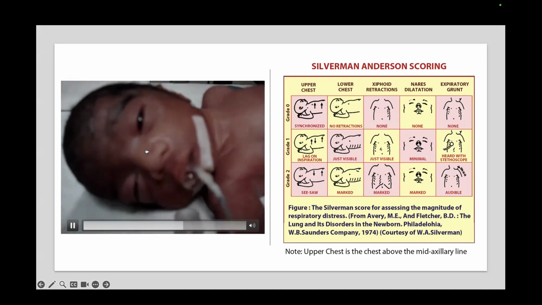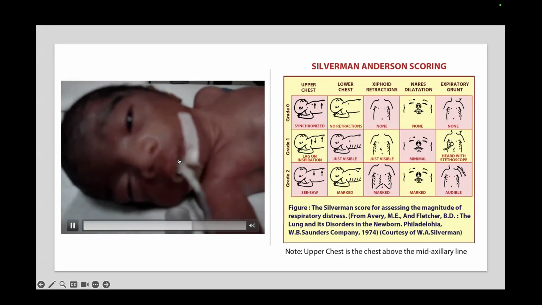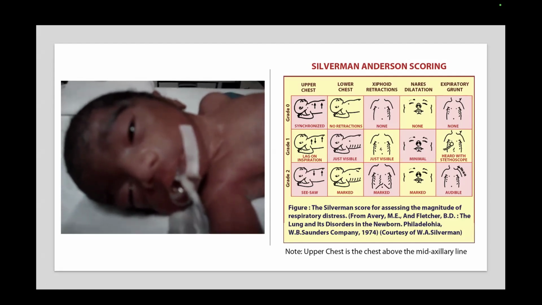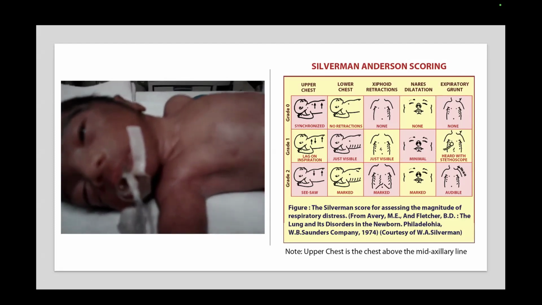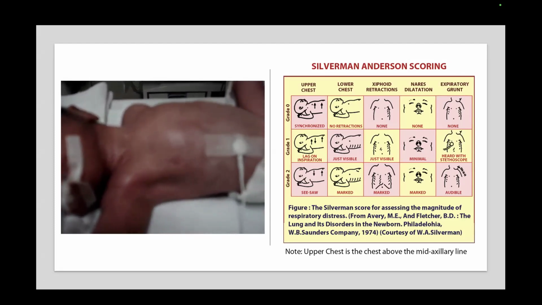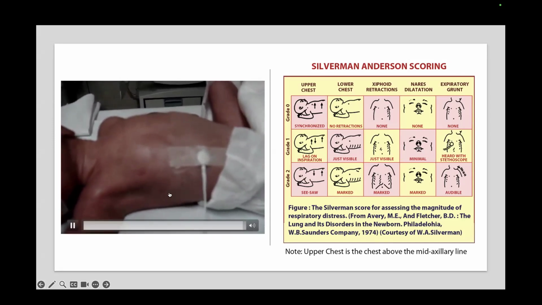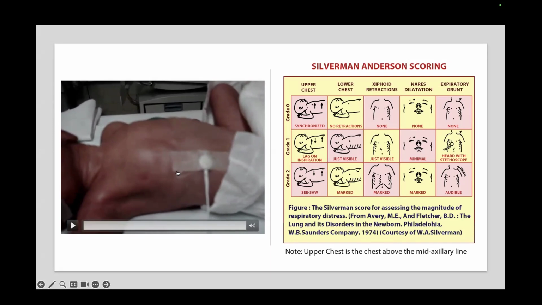So here, each one of these components, that is nasal flaring, grunting, sternal retraction, upper chest and abdomen movement, and lower chest, the chest below the mid-axillary line, we assess and we give a score of 0, 1, and 2. For each one of these 5 components, we add up the scores and we get a maximum score of 10, a minimum score of 0. The higher the score, the more the severe distress, lesser the FRC, and increased work of breathing.